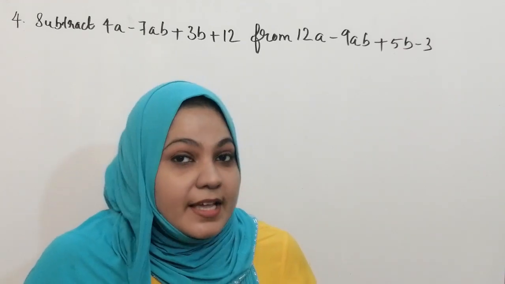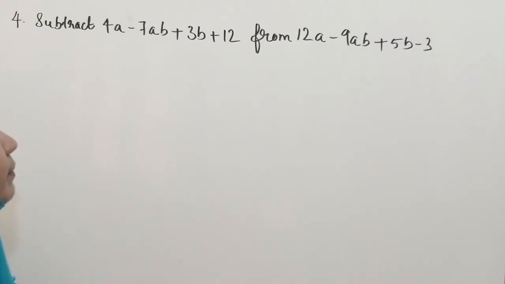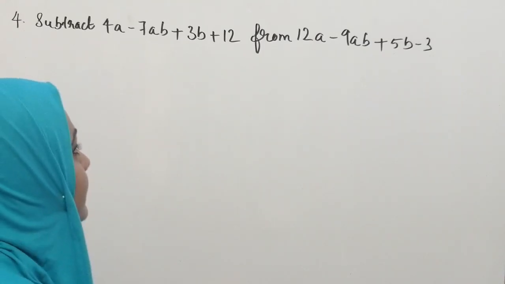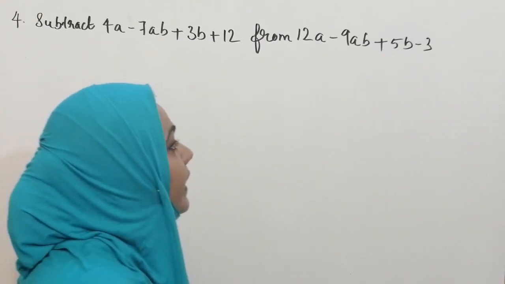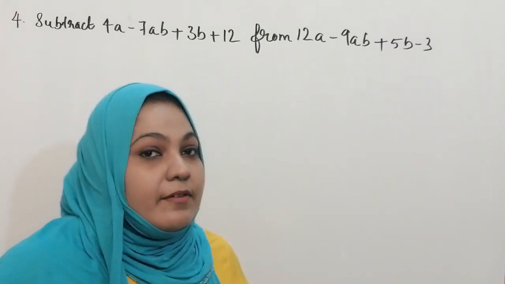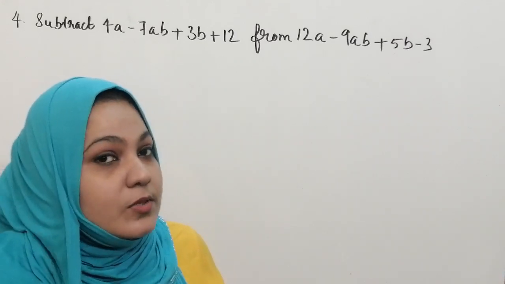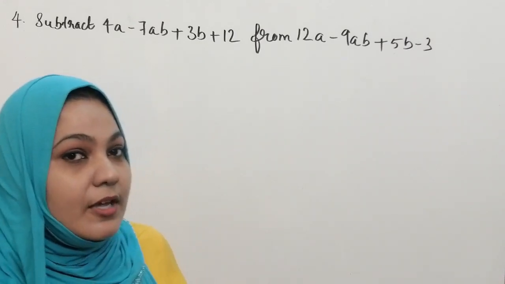So today we are discussing question number 4. So this is our question. Subtract 4a minus 7ab plus 3b plus 12 from 12a minus 9ab plus 5b minus 3. We can solve this question in 2 ways. I will show you those 2 ways. Whichever one is easy for you, you can take for solving this question. So let's start with our question.